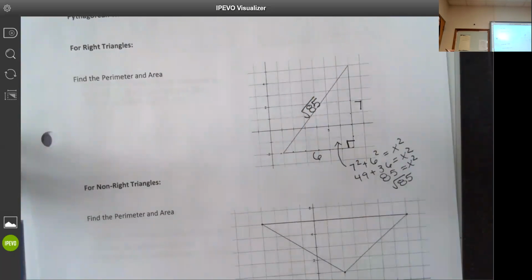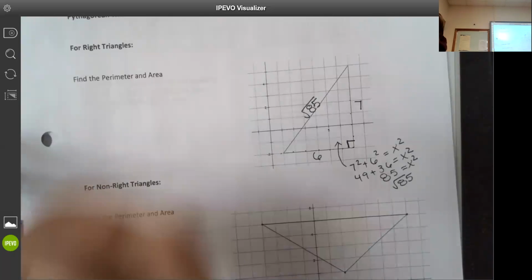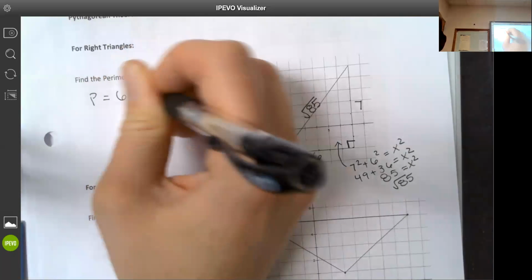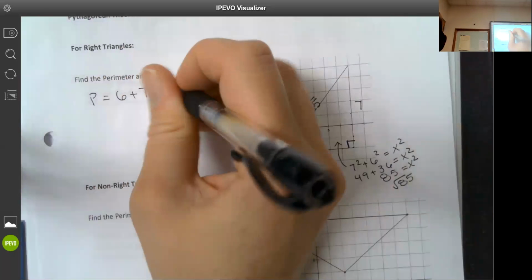Okay, but we already know how to do that. A right triangle should be a gift if you're given a right triangle to find the perimeter and area on. The Pythagorean theorem gives me the hypotenuse. Perimeter is the same as rectangles. I'm adding up my sides. So for my perimeter, 6 plus 7 plus the square root of 85.